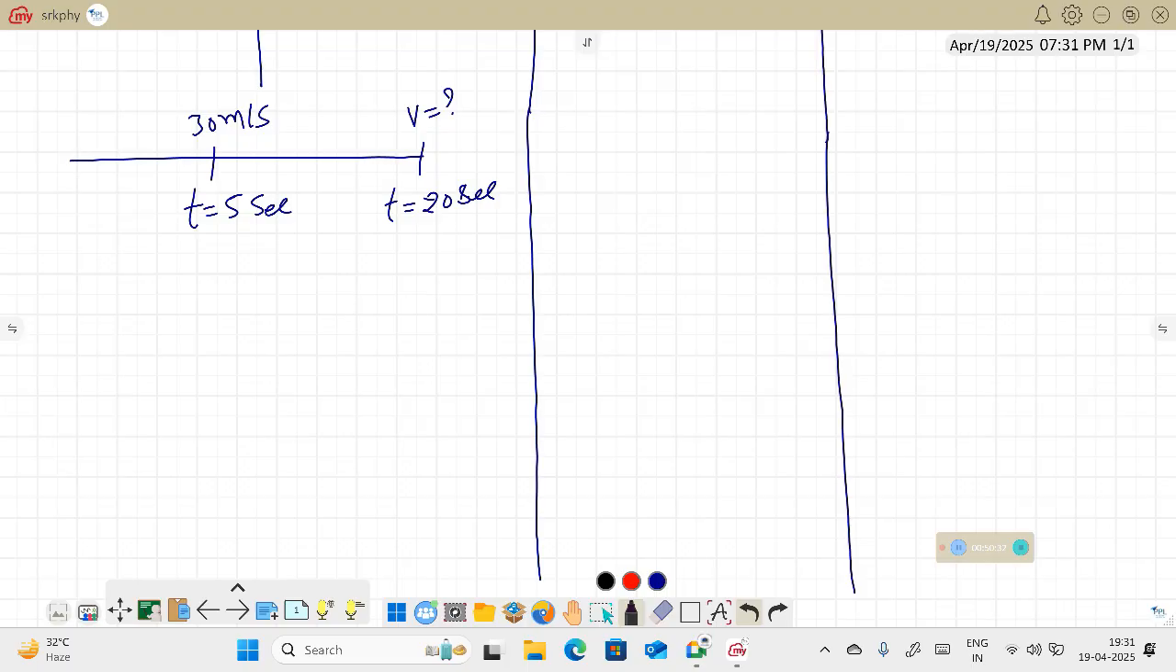Simply, first write it. What is given? Initial velocity is 0. Next, time t equal to 5 seconds. Final velocity is given, how much? 30 meters per second at that moment. Take it as t1, v1. Next, second part, what is given?